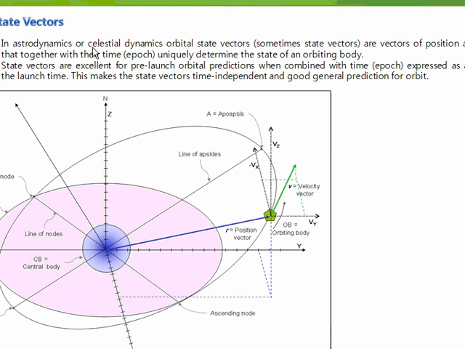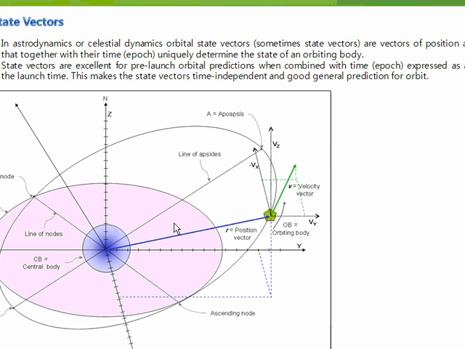In astrodynamics or celestial dynamics, orbital state vectors, sometimes state vectors, are vectors of position and velocity that together with their time uniquely determine the state of an orbiting body. State vectors are excellent for pre-launch orbital prediction when combined with time expressed as an offset to the launch time. This makes the state vectors time independent and good for general prediction of orbits.